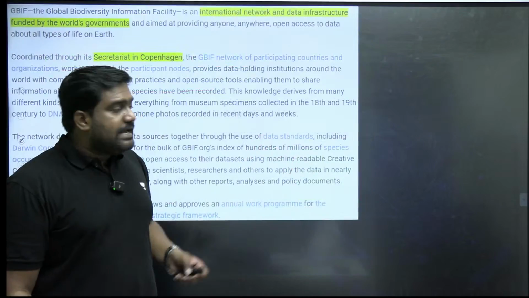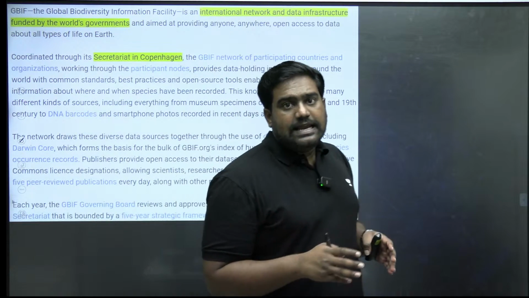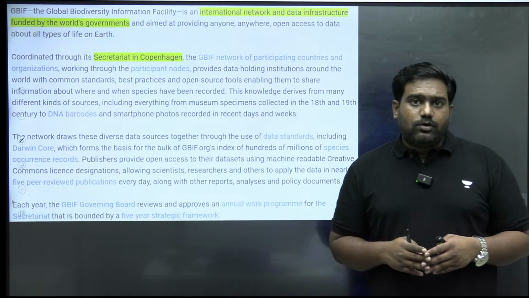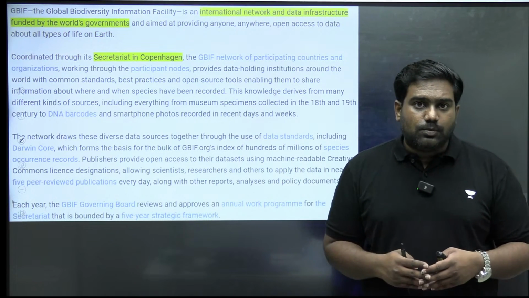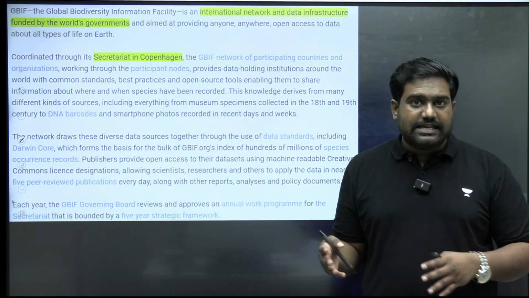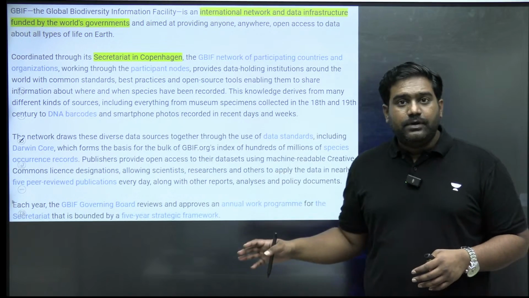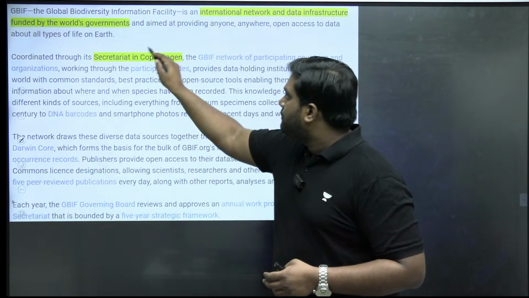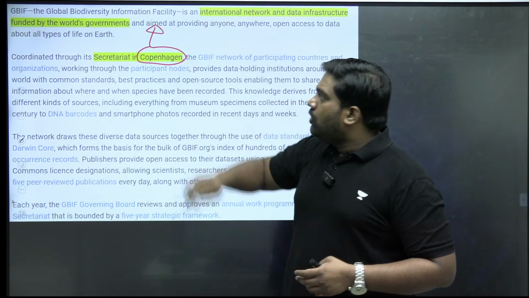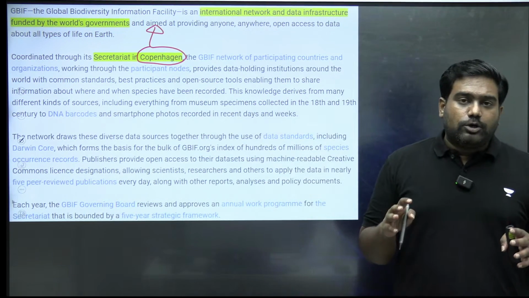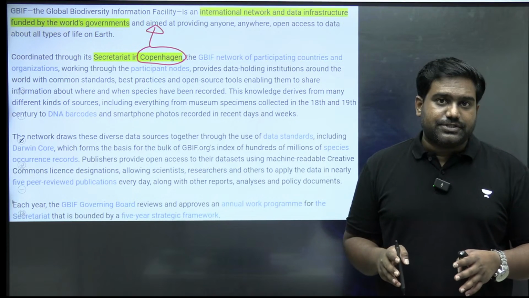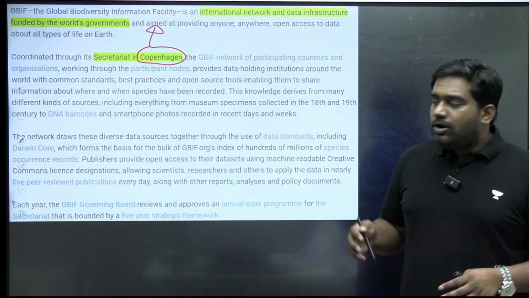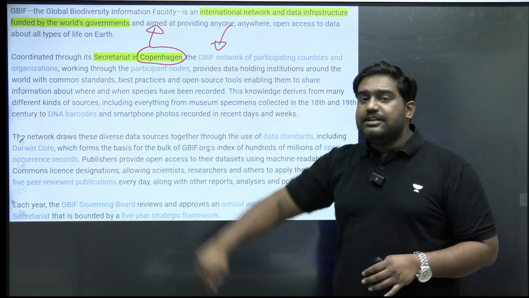So what is GBIF? GBIF is an international database. It's a collective project of all the countries around the world. The governments have sponsored this initiative called GBIF. It is located in Copenhagen in Denmark. So it's a database of all the important species and biodiversity resources, and the data is contributed by the member countries. All right, so it's an important environment-related initiative.